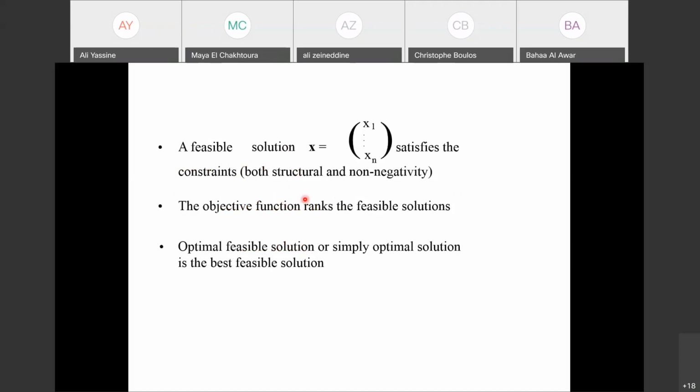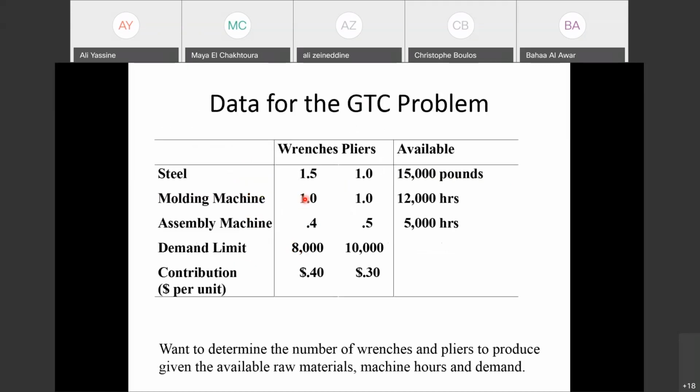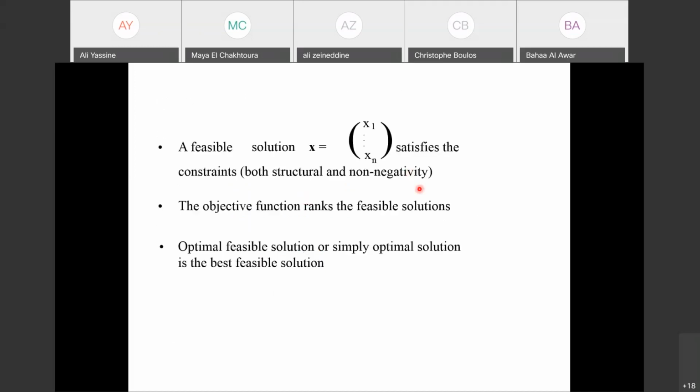A feasible solution is any solution that does not violate any of the constraints. Obviously, if you produce nothing, you will consume nothing, and you will not use more than 15,000 pounds of steel because you haven't used anything. Or producing one of each is also a feasible solution, because it does not violate any of the constraints. That means I've used whatever I have, not more. So in general, how many feasible solutions do we have? 4 or 5 for this problem?